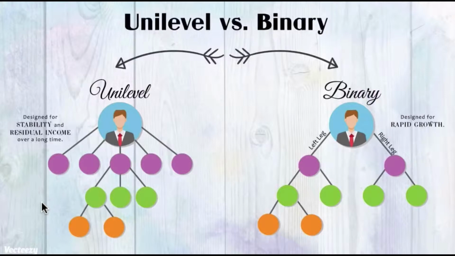First, a unilevel. You'll hear people talk about their compensation plans as unilevel. What a unilevel means, and in this graphic here, I don't know that I would necessarily agree with what the little text is there for, designed for stability and residual income. That depends on how the compensation plan is actually built. But the unilevel is based on those that you personally sponsor.